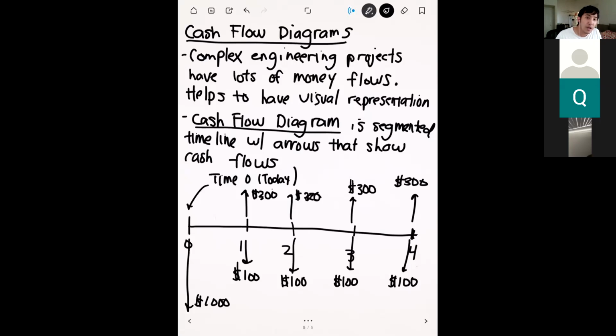But we'll also have to pay $100 every month just to pay for raw materials and the machinery and stuff like that. And so just like that, we have this 4 month financial forecast for our engineering project, and it's represented very concisely and visually with this cash flow diagram. Right, are there any questions on this cash flow diagram?